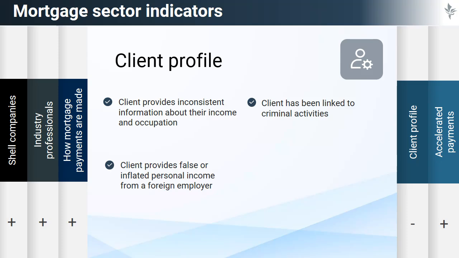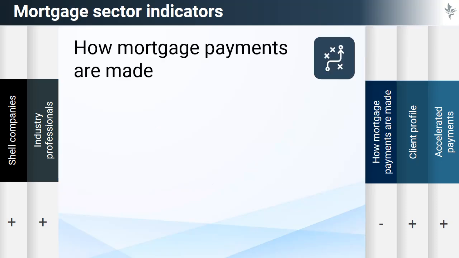There have also been notable indicators where a client provides false or inflated personal income claimed to be generated from a foreign employer, or a client indicates funds are from a foreign relative. How mortgage payments are made can also be an indicator. This is especially true if cash is used to make a payment, and the cash payment is structured.